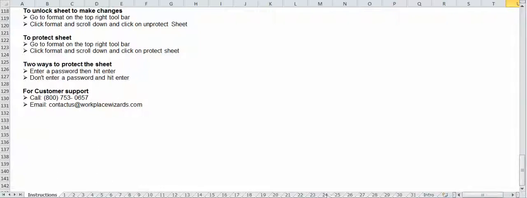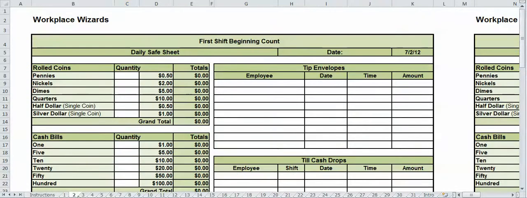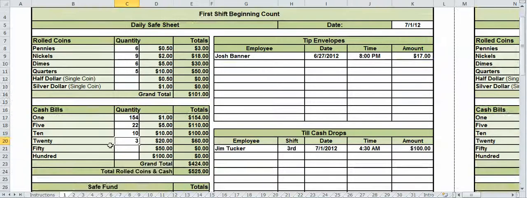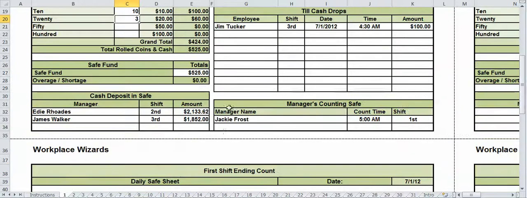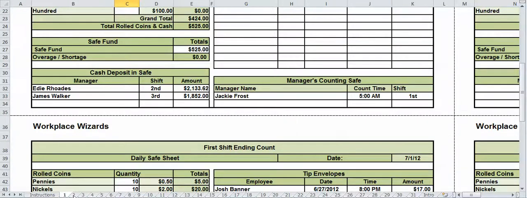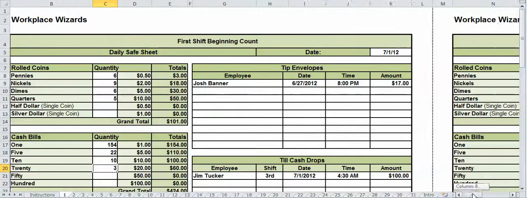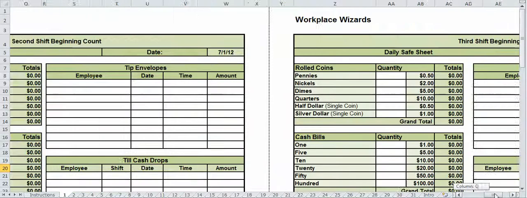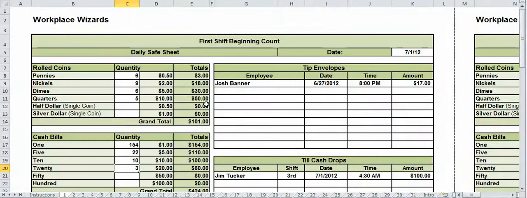You'll see at the bottom that there's a lot of numbers here. Each of these numbers corresponds to a day of the month. So 1, 2, 3, 4, each day of the month is going to have its own set of sheets. Each day has a first shift, the beginning count, and their ending count for that safe. They also have the second shift. So if we scroll over, we'll see the second shift, and then a third shift if you happen to be open 24 hours or overnight.